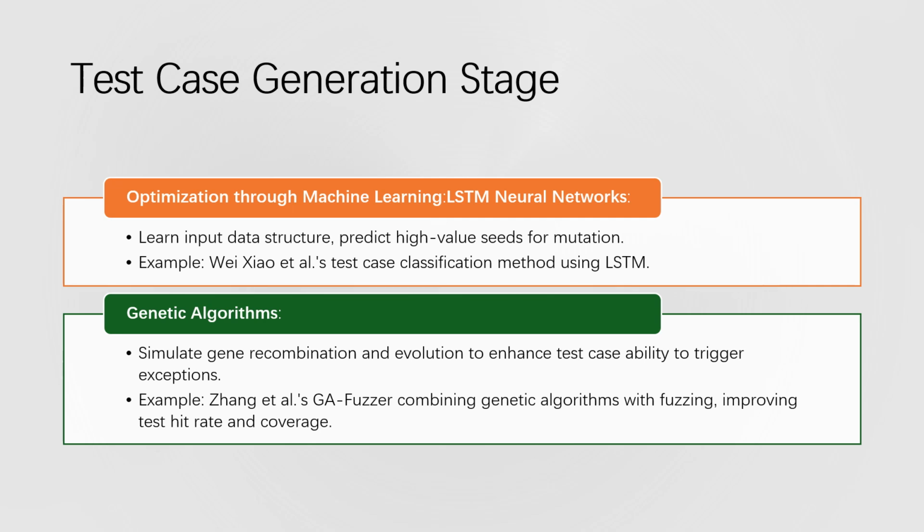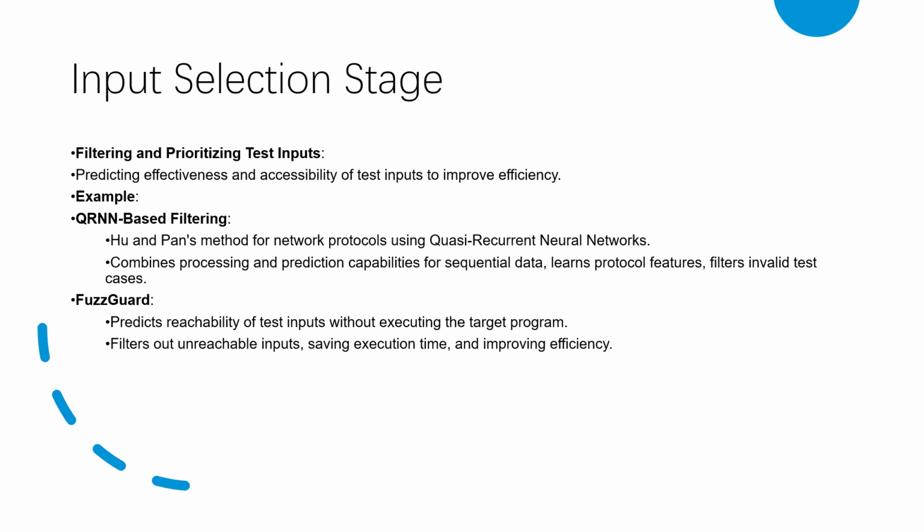For example, Sun proposed a protocol fuzzer called GA Fuzzer, which combines a genetic algorithm with fuzzing. This model constructs a dynamic fitness function and introduces dynamic mutation and crossover probabilities, improving both the test hit rate and the test case coverage. Input selection stage.